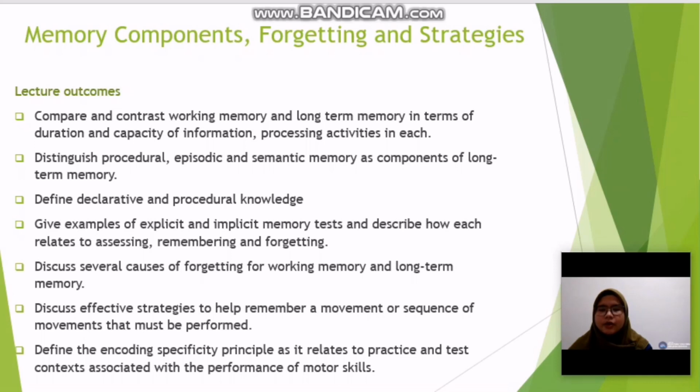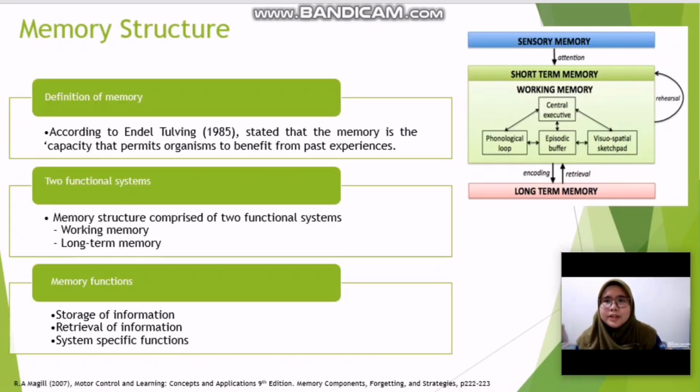Fourth, give examples of explicit and implicit memory tests and describe how each relates to accessing, remembering, and forgetting. Next, discuss several causes of forgetting for working memory and long-term memory. Discuss effective strategies to help remember a movement or sequence of movements that must be performed. And last, define the encoding specificity principle as it relates to practice and test context associated with the performance of motor skill.